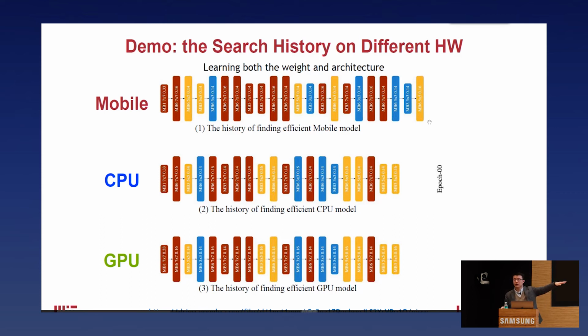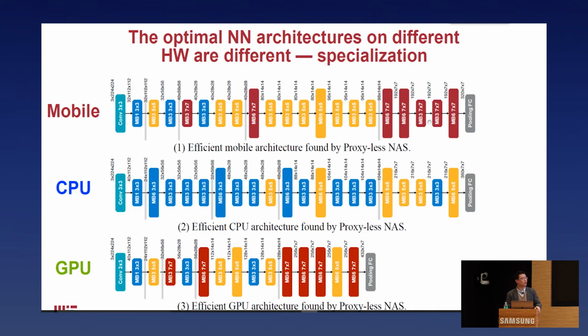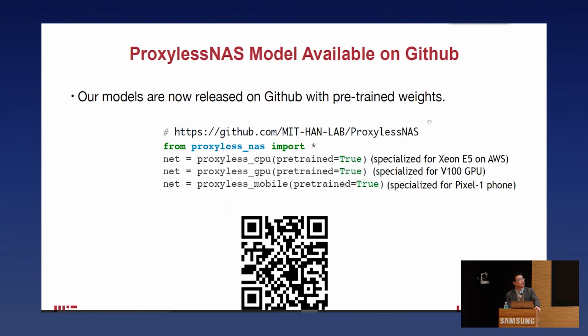And also, we find the GPU model is shallower than the CPU model because GPU has more parallelism. GPU also prefers large, fat and wide kernels because it has more parallelism. So there are quite some insights from this neural architecture search with Proxyless-NAS. And this is the final model, in case the remote audience cannot see the video. We open-sourced the Proxyless-NAS models on GitHub, with the CPU model, the GPU model, and the mobile phone model. And if Samsung comes up with a new phone, we are very happy to see what the best neural network architecture is for the new AI chip.